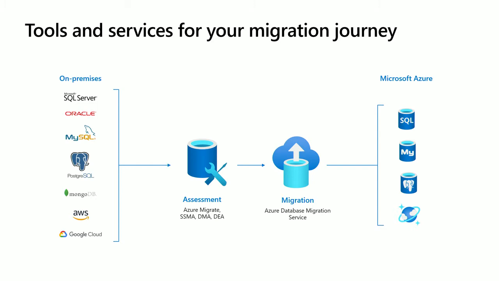Not only do we support migrating from your on-premises environment, but we also support migrating from other clouds like AWS. If you're running your databases on either EC2 or RDS, we have an ability that you can migrate to Azure. Same thing with Google Cloud as well.